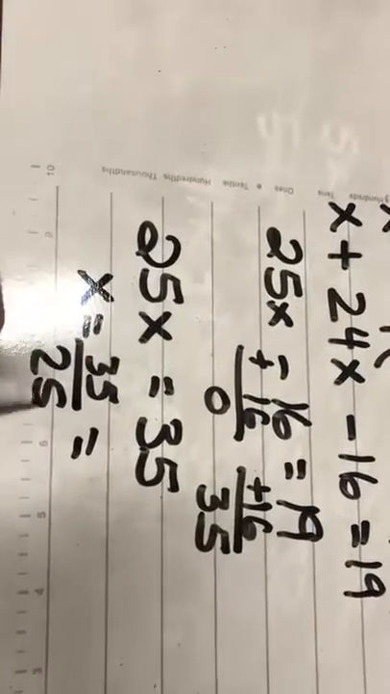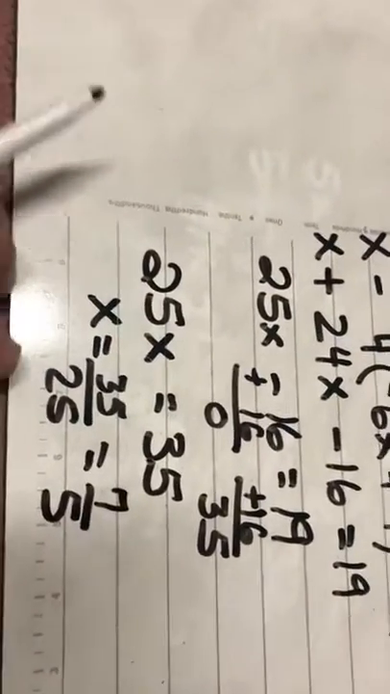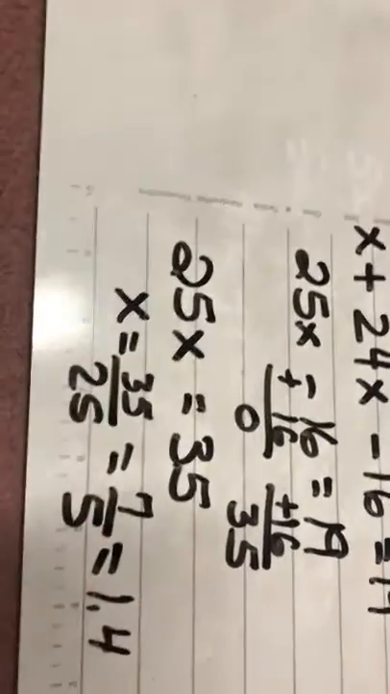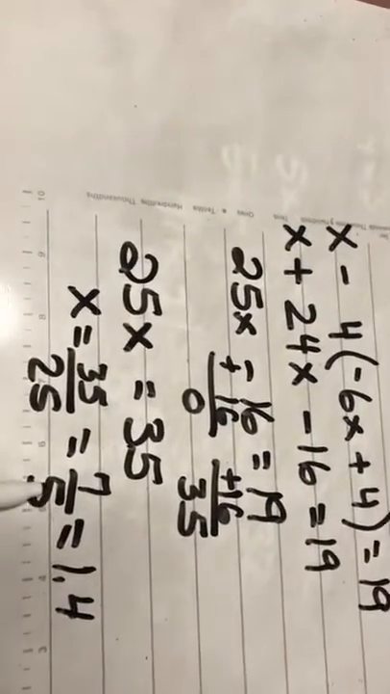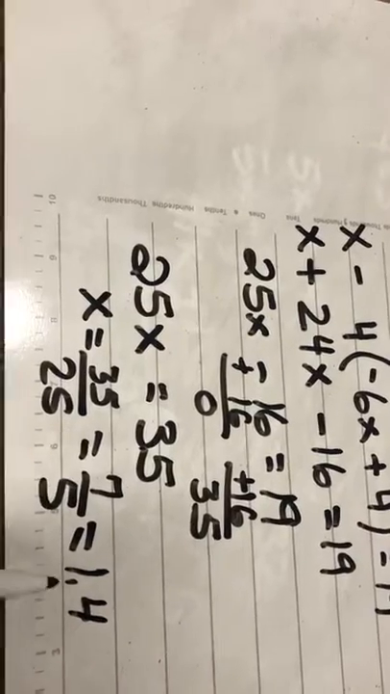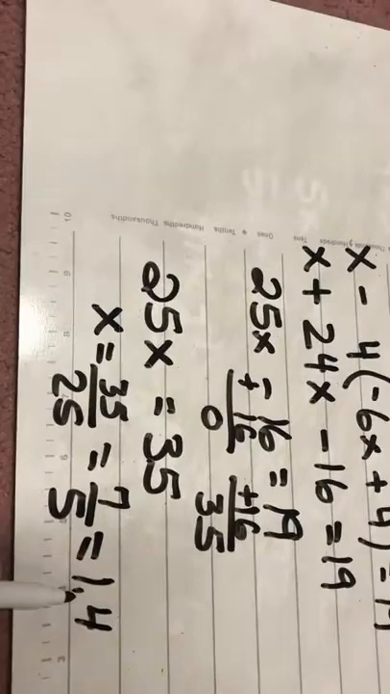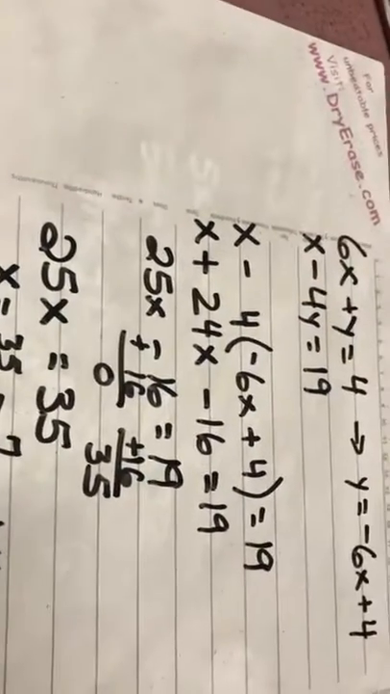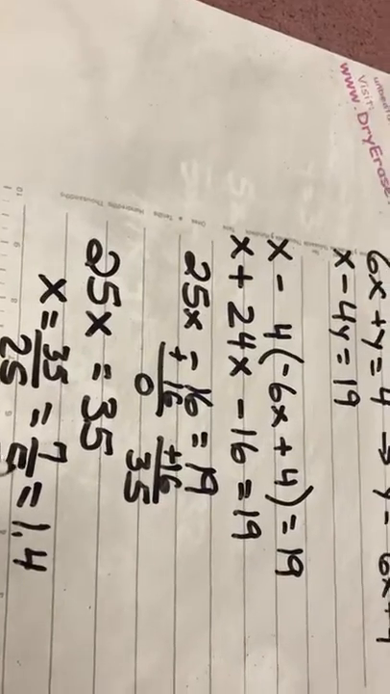And if I simplify that, both of those can be divided by 5. X equals 7 over 5. You may have figured out with a decimal that x can also be 1.4. So really either one of those is okay. I always like fractions, but depending on the situation, sometimes it's easier to work with a decimal that is terminated. So we know that x is 1.4, or 7 over 5.